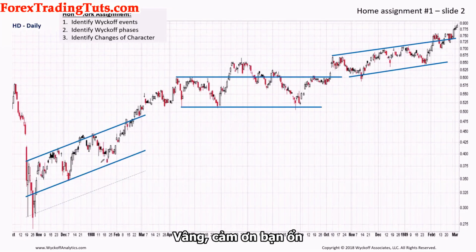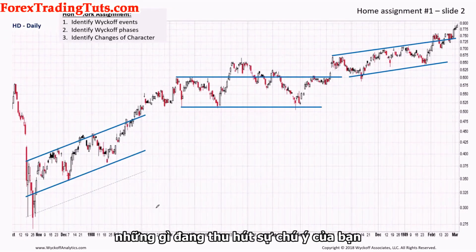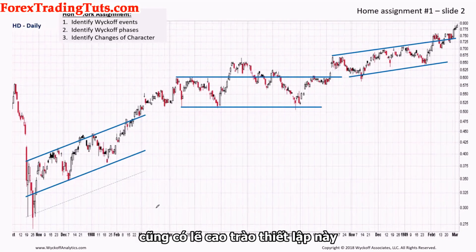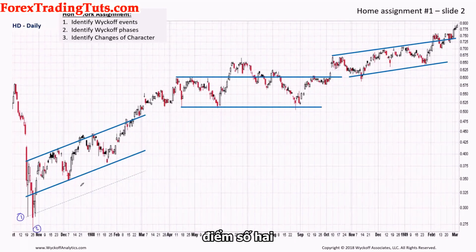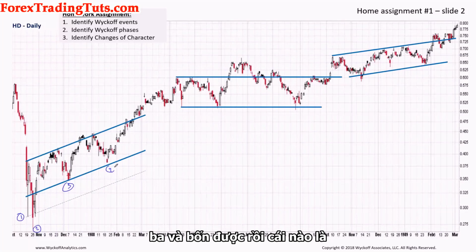Yeah, thank you. Okay. So let's look at the first trading range. What is catching your eye? Well, probably this selling climax, which is where? The large swings. So let me just label this for you. Point number 1, point number 2, 3, and 4. Okay, which one is the selling climax? Number 2. The first would be the preliminary support, I think.